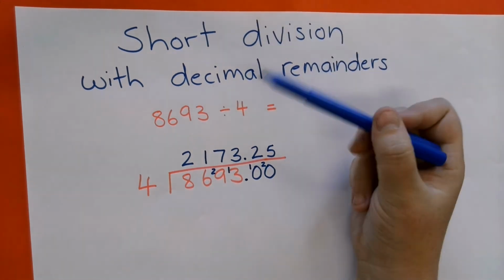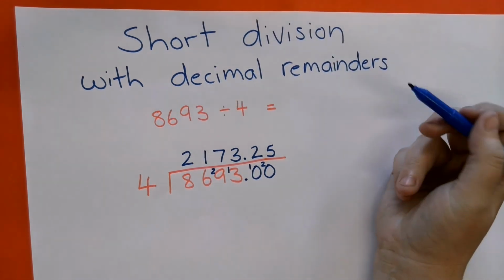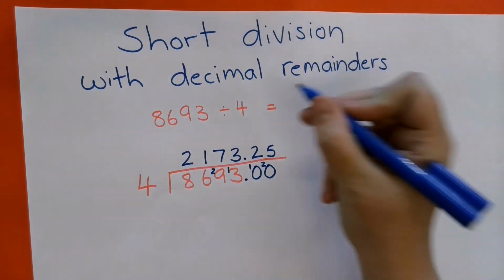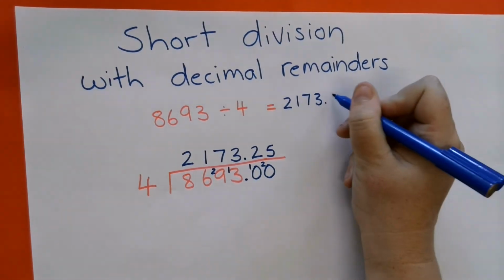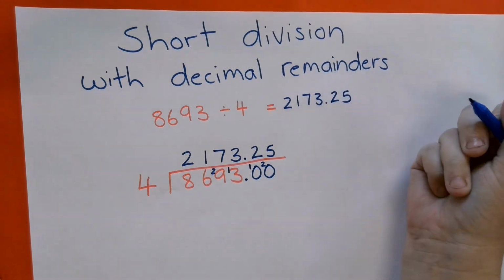So my answer to 8,693 divided by 4 is 2,173 and 25 hundredths.